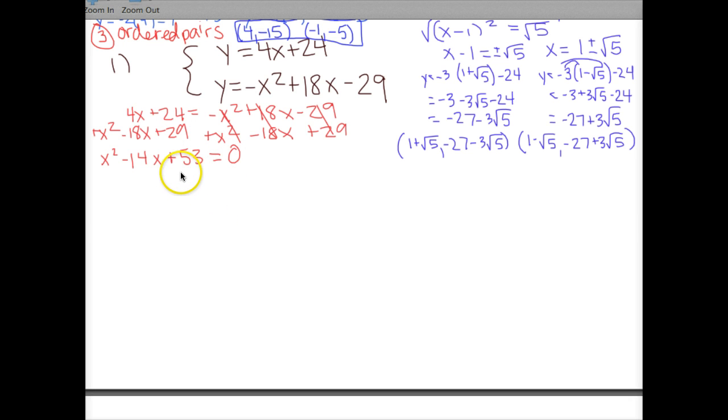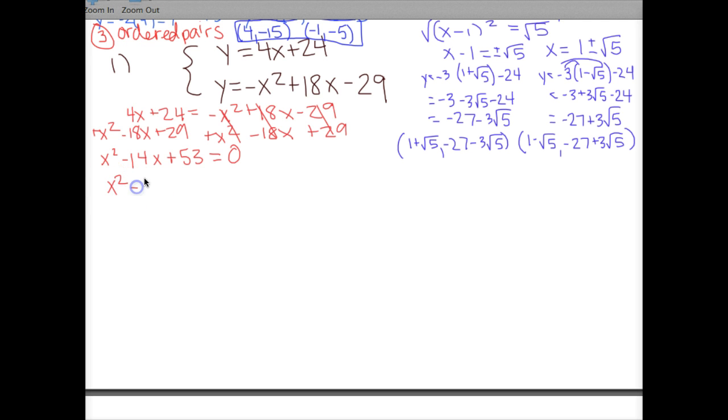So, in order for this to be factorable, I would need factors of 53 that add to negative 14, which I'm not going to be able to find. This is not factorable. So again, you can choose to complete the square. You can choose the quadratic formula. Does not matter at all. Again, I usually choose the completing the square if b is even, but you are more than welcome to use the quadratic formula if you want.